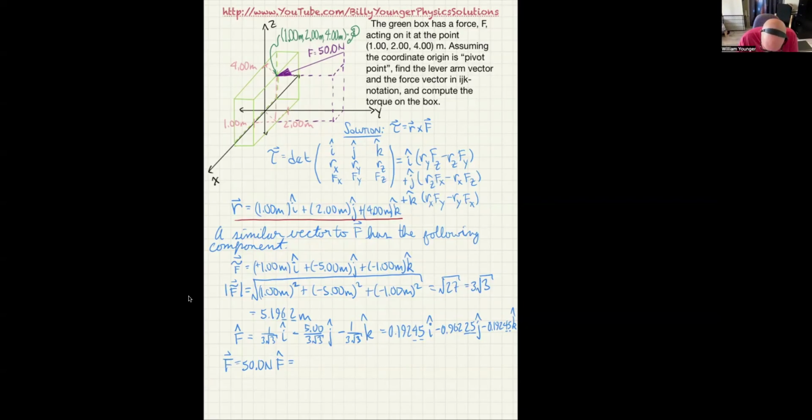So with that in mind, this is going to be 50 over root 3 over 3 i hat, minus 50 times 5 is 250 over 3 square root 3, and that's j hat, and then minus 50.0 over 3 root 3 k hat, and this is the vector in newtons.